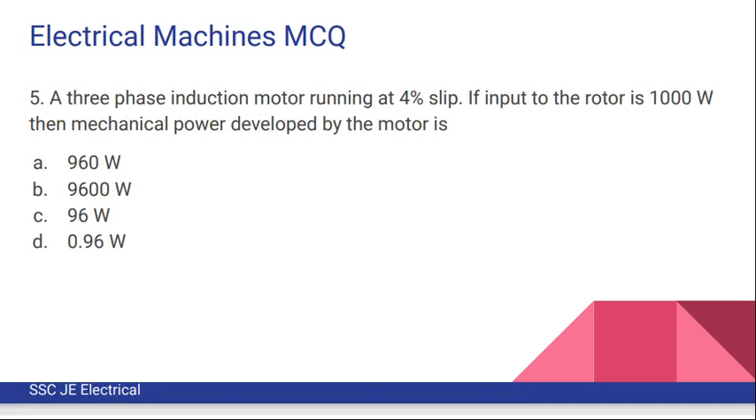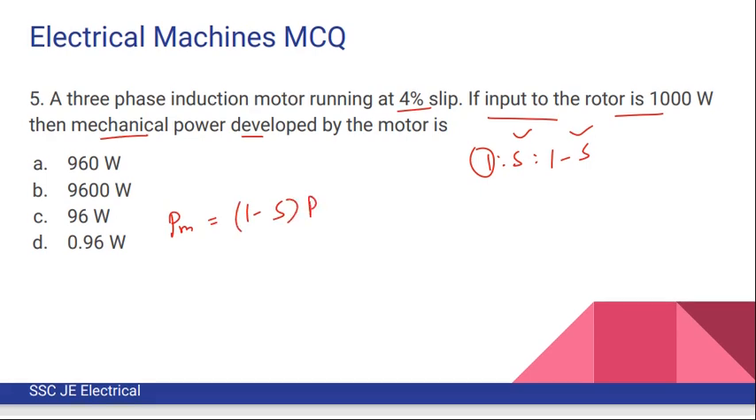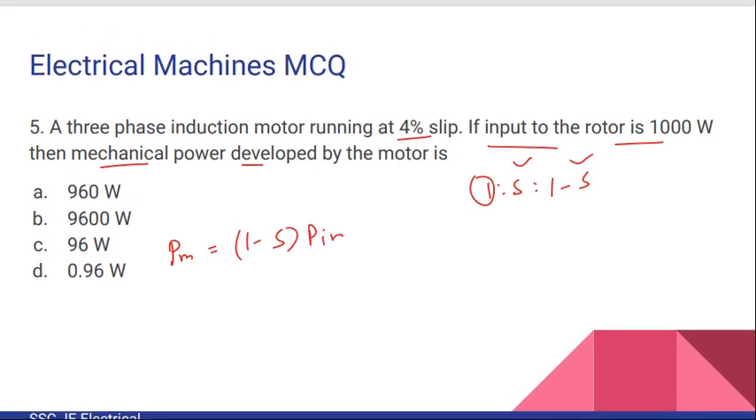A three-phase induction motor running at 4% slip, if the input to the rotor is 1000 watts, then the mechanical power developed is? We know that the ratio is 1 : S : 1 minus S. This is regarding input, this is regarding copper losses, this is regarding mechanical power developed. Here we have to calculate the mechanical power developed. The formula is Pm equals 1 minus S into input.